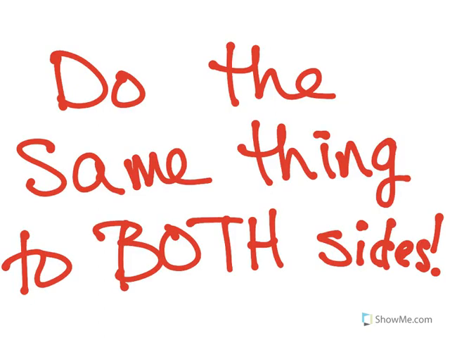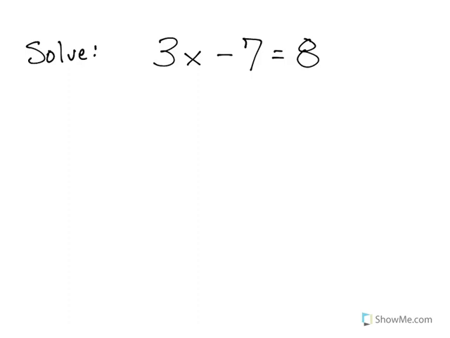The thing to remember with any equation is we're going to do the same thing to both sides. Always. All right, here we go. We're going to solve 3x minus 7 equals 8.